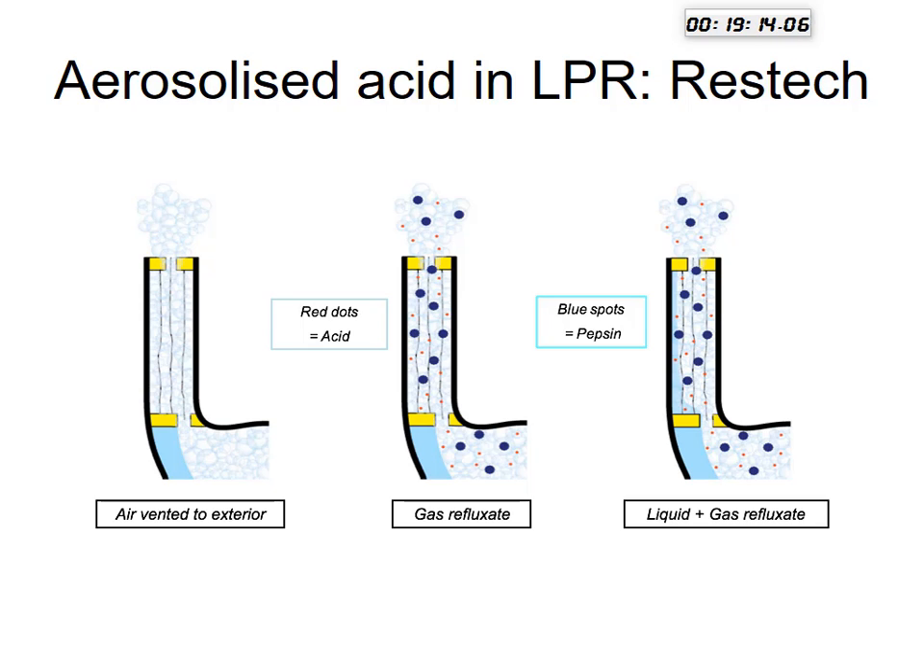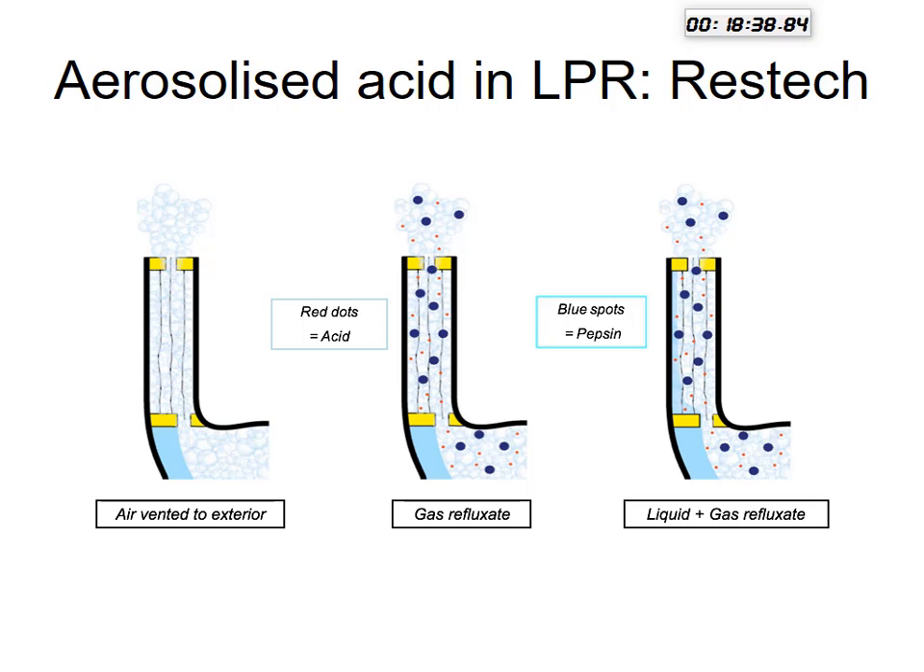LPR, so laryngopharyngeal reflux, is a really difficult area. Standard pH and impedance has not been found to be very helpful in predicting outcome and detecting it. And there was this theory of aerosolized acid in LPR. So the idea that it's acid vapor that gets to the pharynx and the larynx and causes the laryngitis, the hoarse voice, rather than liquid which would be detected on a pH probe or on impedance.